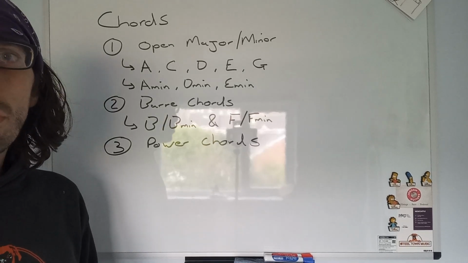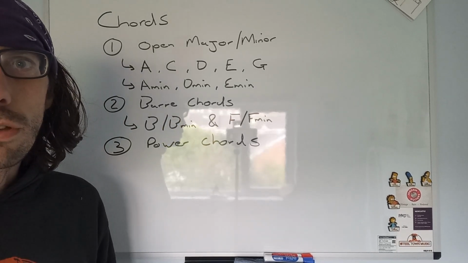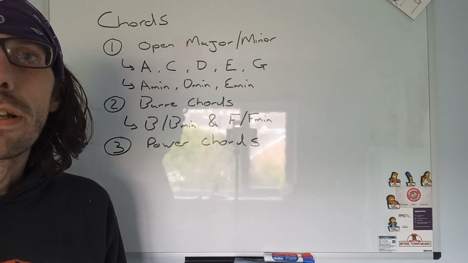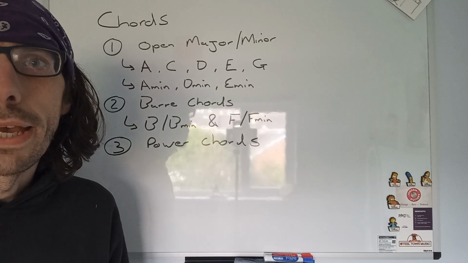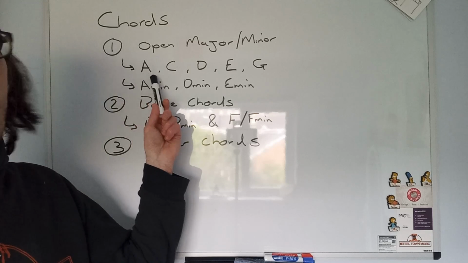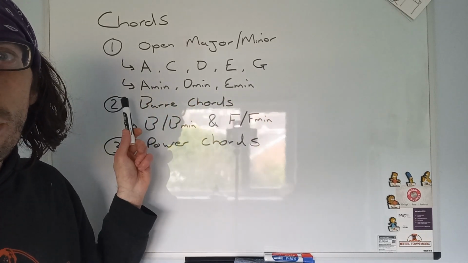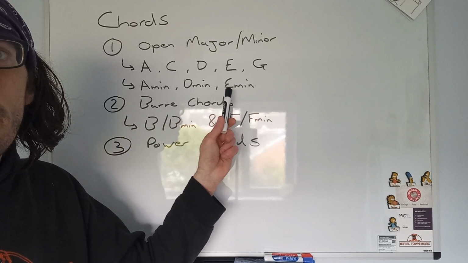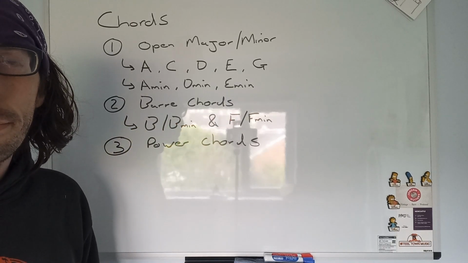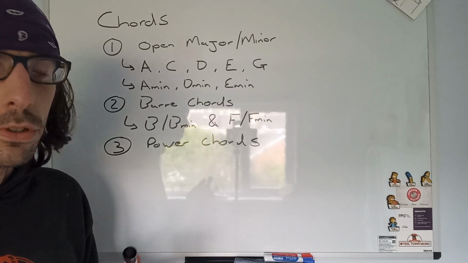Okay, so in the first 3 episodes of the Practice Corner, we've looked at chords. More specifically, we have so far looked at open major chords. These were A, C, D, E, and G major. We also looked at A minor, D minor, and E minor. That was in episode 2, of course.